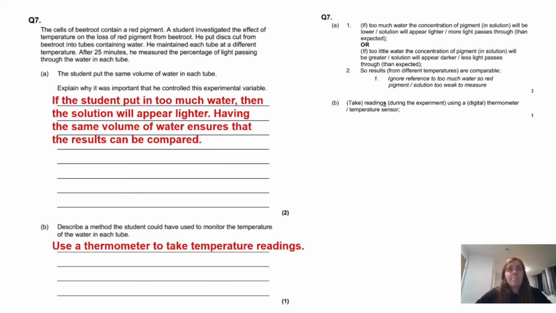This is a general point if you're asked about a control variable. The reason for control variables is so that the results can be comparable.